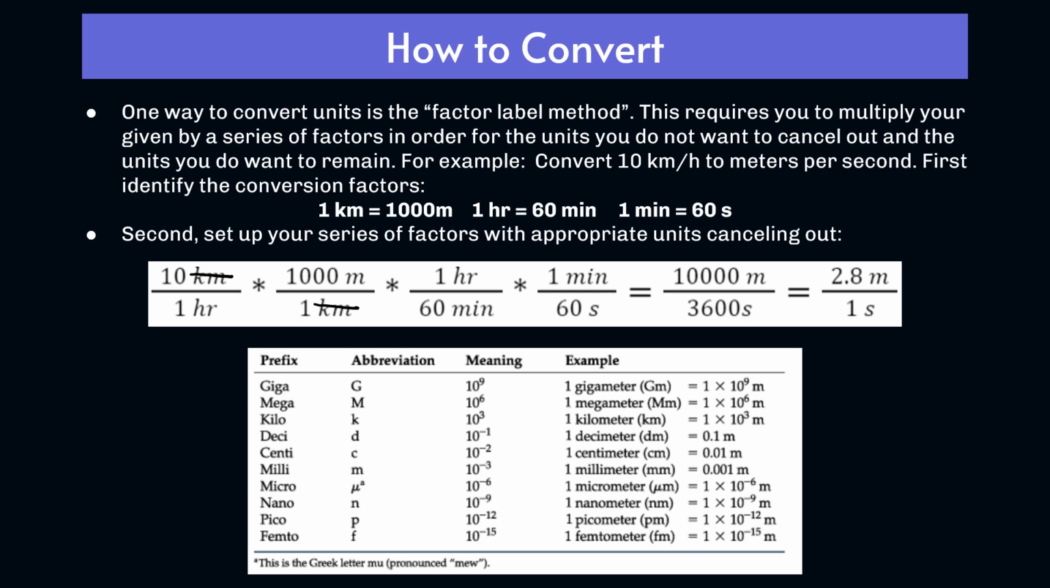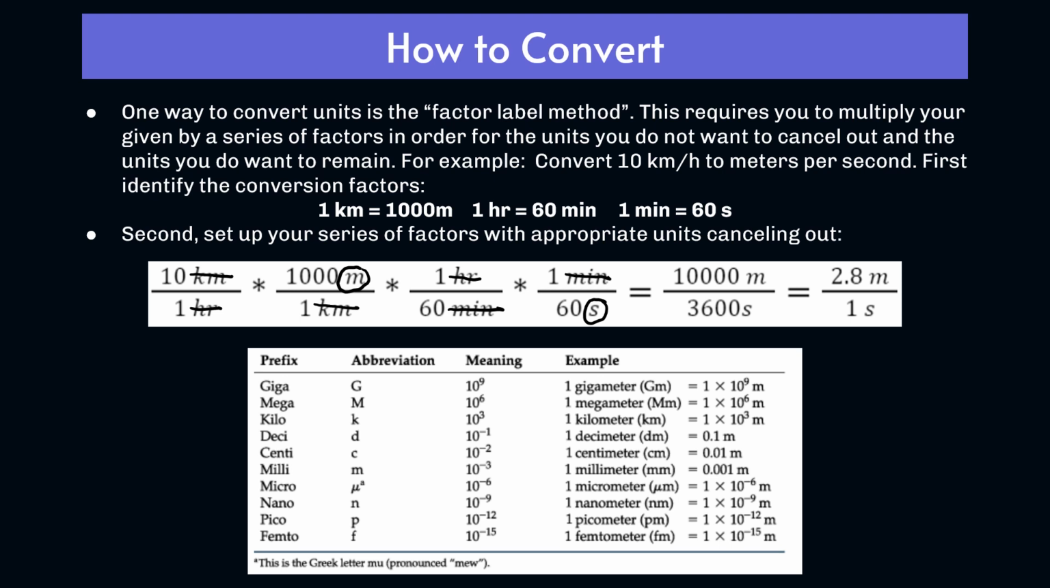Now looking at the time, we have hours on the bottom and hours on top, so those are going to cancel out. I know that for 1 hour I have 60 minutes, so that goes on the bottom. I'm going to have to further cancel out minutes because I want it in seconds. So the next step is 1 minute over 60 seconds. Again, you want to cancel out the minutes, and I should be left with the units of meters over seconds.